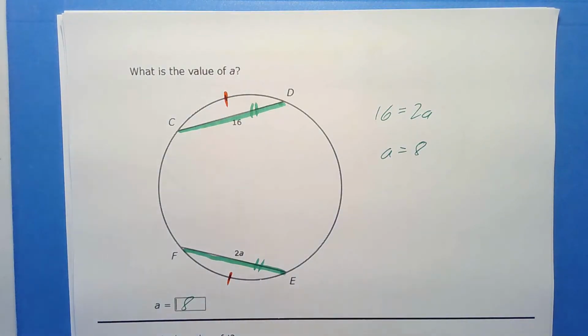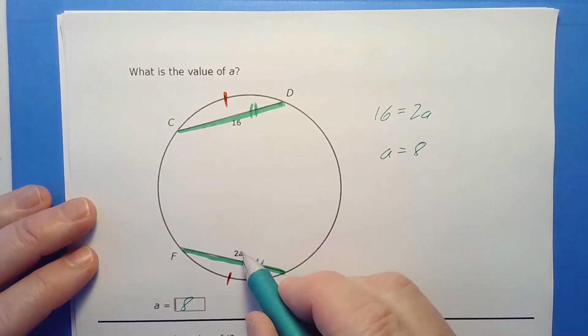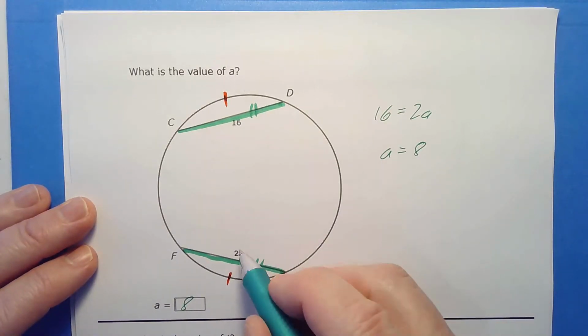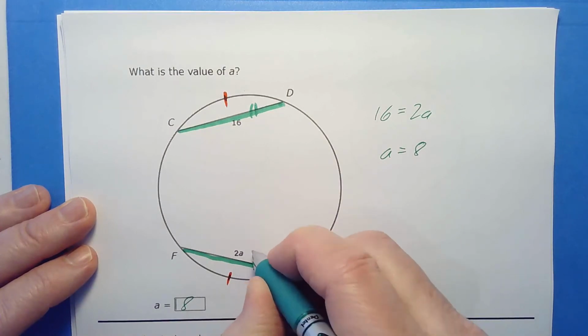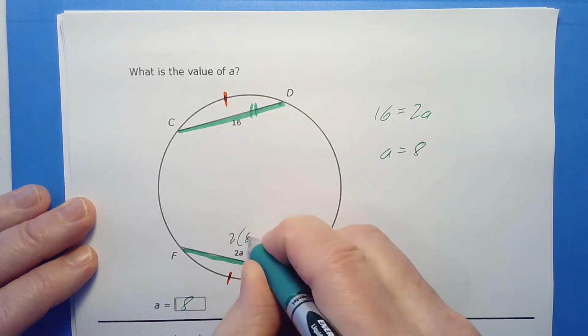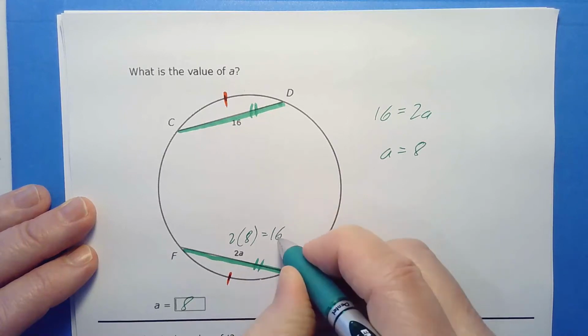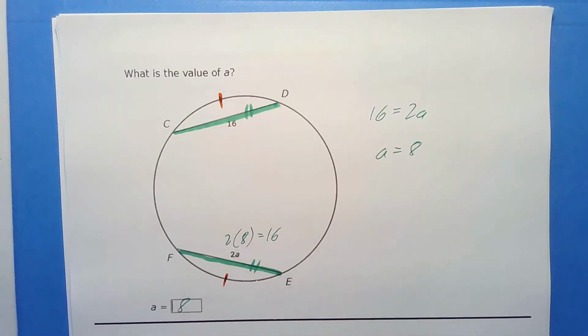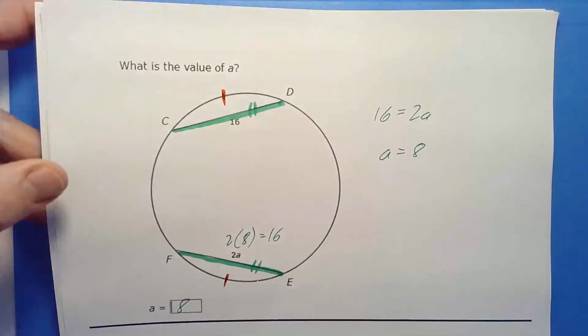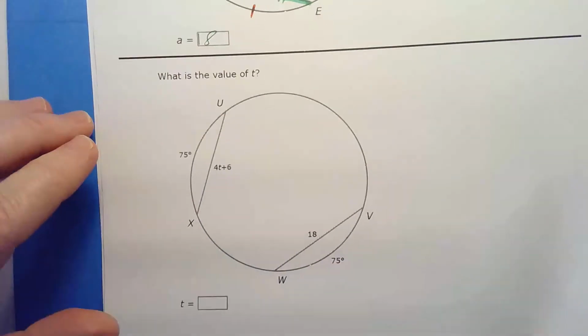And I always do this just because it makes me feel happy: anytime I can, I write the numbers back in here. 2a, well, 2 times 8 equals 16. 16 equals 16. Yep, it looks right. If you've got a figure, use it. It always helps to double check your work. All right, let's keep going.